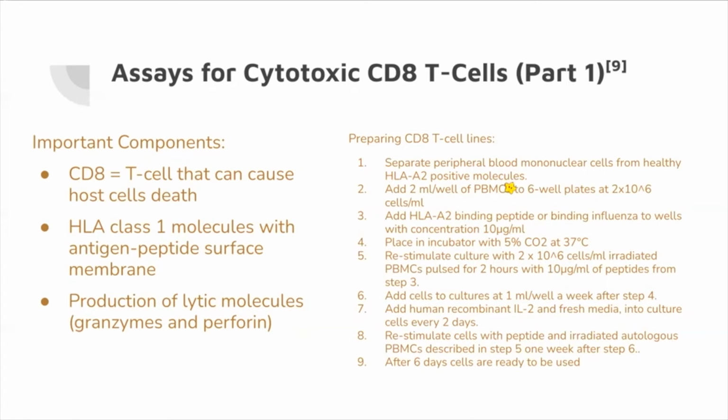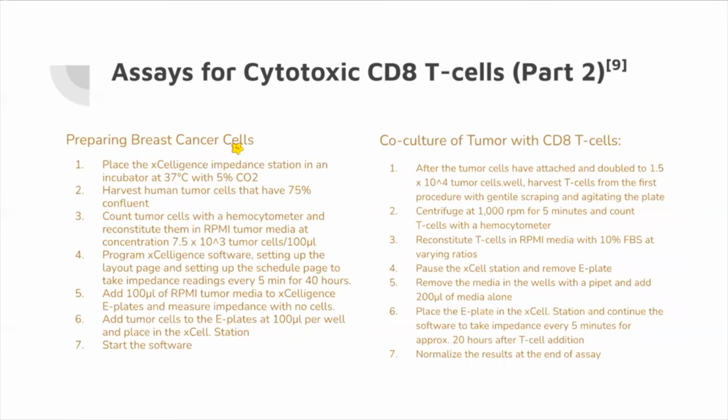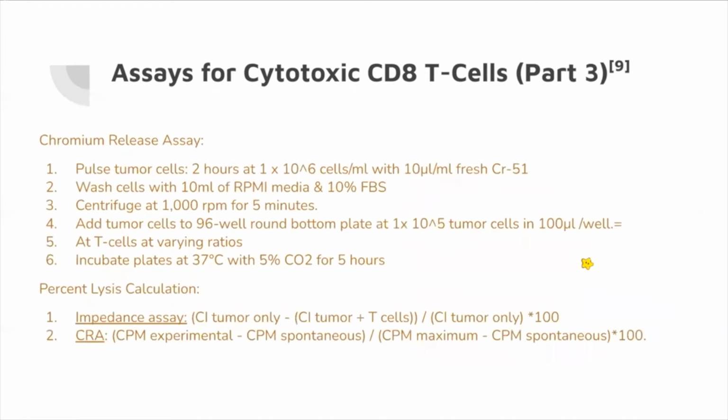First, we would have to prepare the T cell lines, separating them from the blood, and this would take approximately 6 days. We would also have to prepare the breast cancer cells using the xCELLigence software. And then finally, we can have both of the cells interact, the tumor cells and the T cells, in this procedure. And then we would have the chromium release assay, which would help us quantify our success, and also the percent lysis calculations to make it a concise presentation.